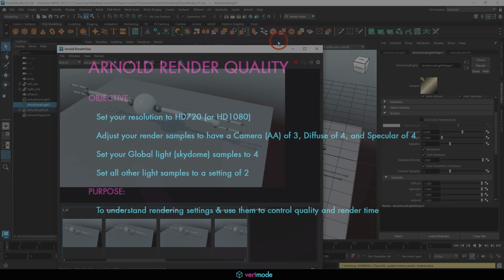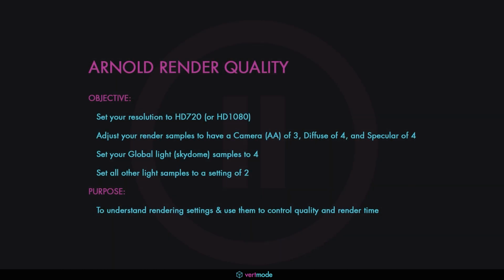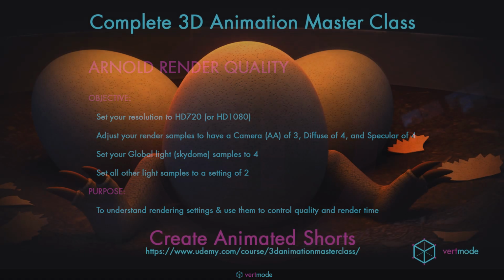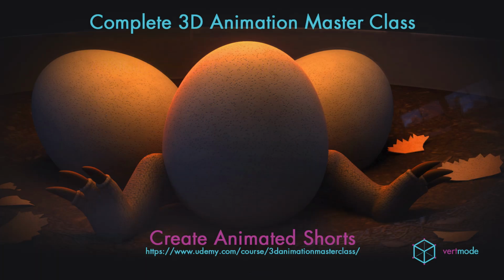So as a challenge, what I want you to do is try bumping up your render settings a bit. You don't have to go crazy with it like I did. I mainly did that to show you how long things would take. But bump them up to at least what I have here, with 4 diffuse, 4 specular, and then for your global light, try that at a setting of 4, and with any other lights you have, try those at a setting of 2.